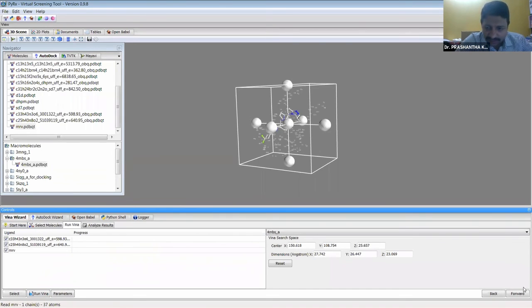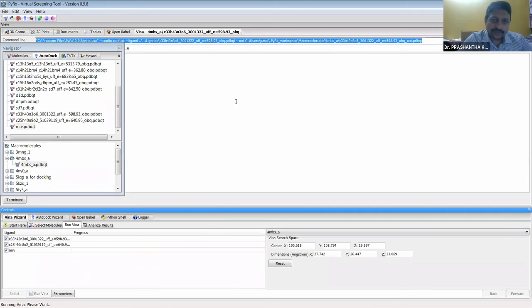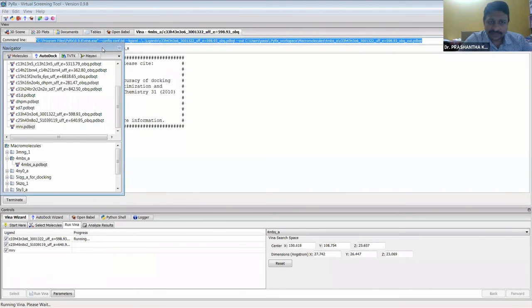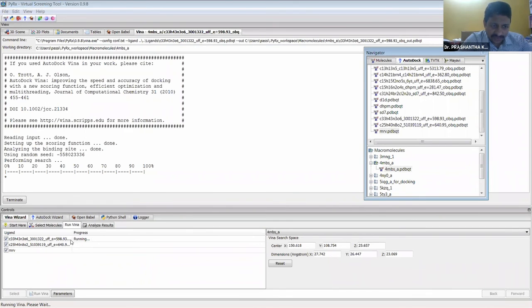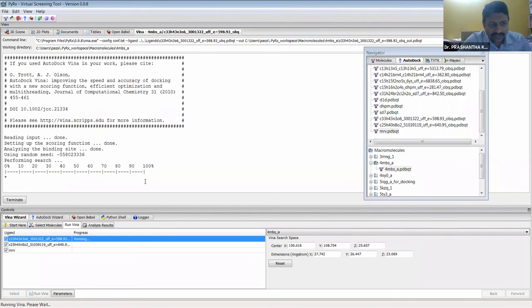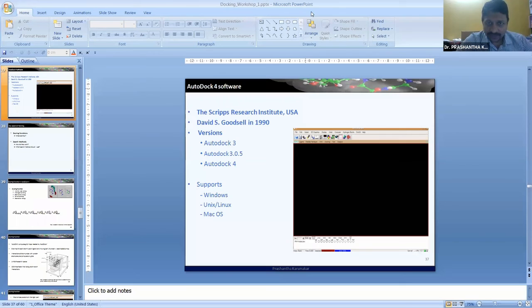So when I say run, now the process is going to start. It is taking the first ligand and then the docking started. Then it will take the second ligand. Now if you look, analyzing the binding site and random seed generation has happened. And also you got to remember that for each ligand, there will be 9 conformations generated.